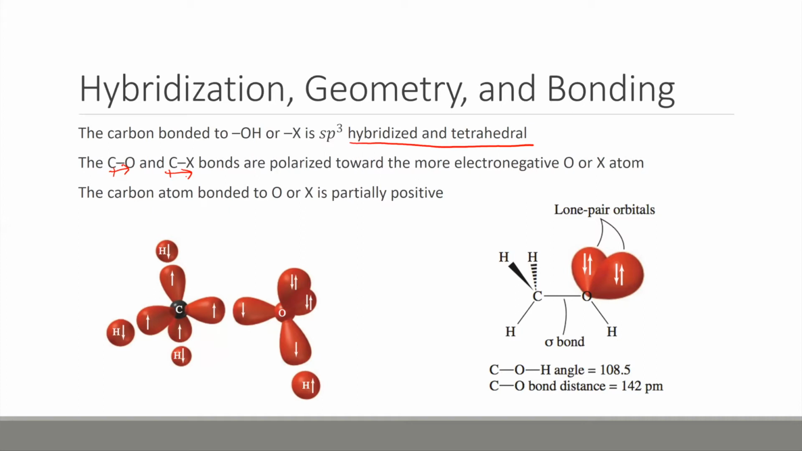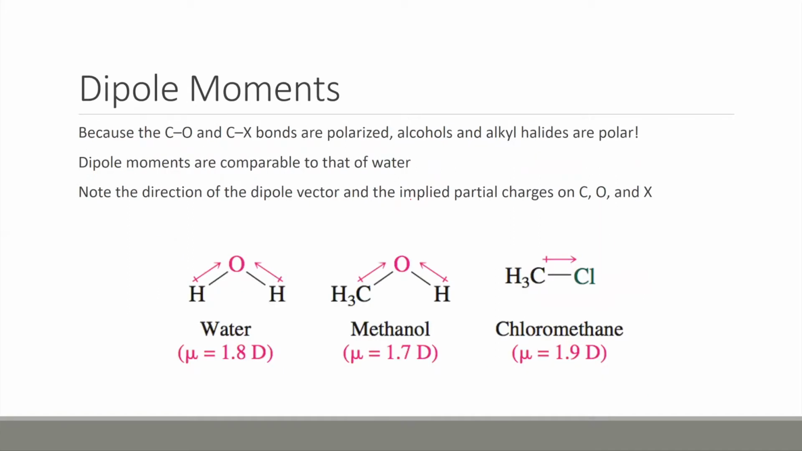The carbon atom, thus bonded to an oxygen or a halide, is going to be partially positive. That's in all cases, again, because oxygen and halides are electronegative. So because of these dipole moments, C-O and C-X bonds are polarized. So alcohols and alkyl halides are polar in general, and their dipole moments are comparable to that of water.